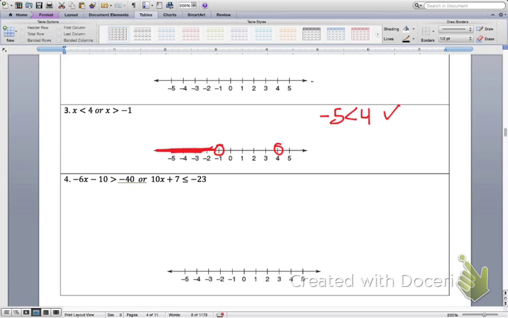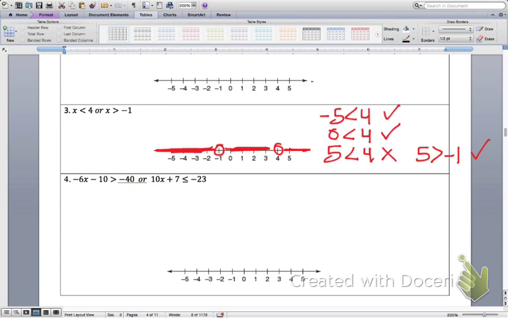Middle section, let's try 0. So 0 less than 4. That is also true. So we just highlight the middle section. And let's check 5. Is 5 less than 4? Which is false. Let's check the second one now. Is 5 greater than -1? Which is true. So that means this also gets shaded.